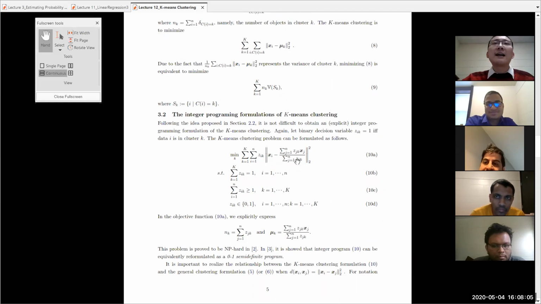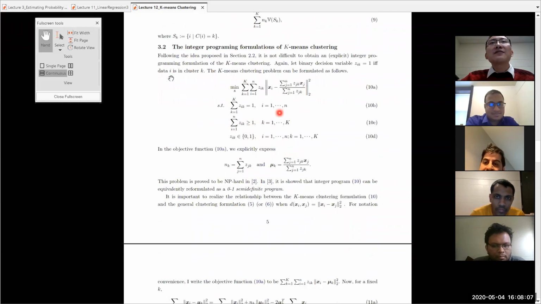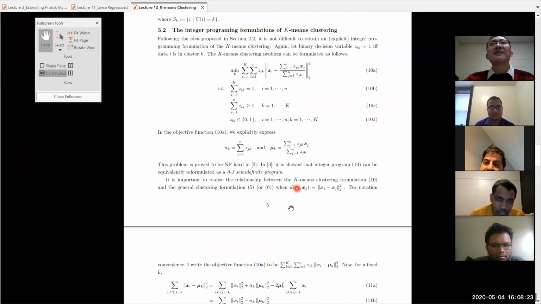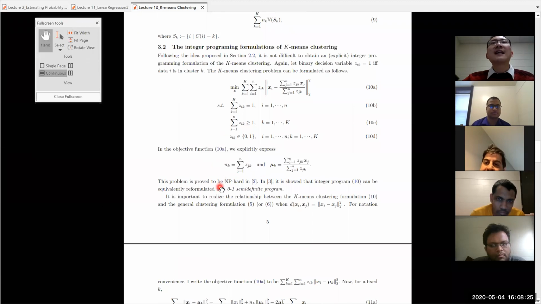Okay, so after this, are we done? No. We still need to solve two things. First of all, if we have already had this problem, why don't we directly solve this problem? Why should we, for example, later use some heuristic methods? The reason is that this problem is NP hard.